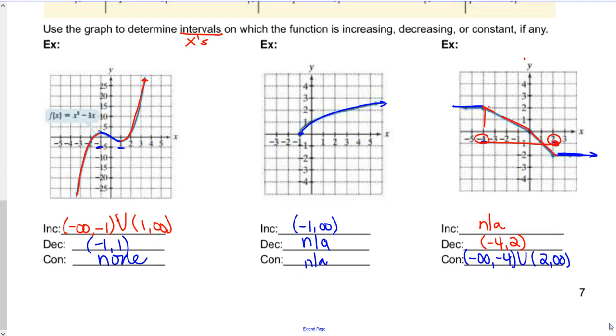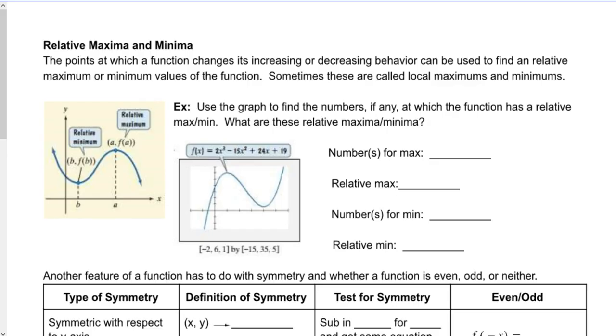All right, so make sure you go left to right and you use only x values. And we're not even really looking at the y values at this point. We're looking at x values for that. Okay? All right, very good.